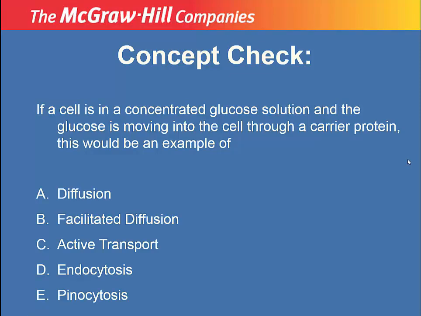If a cell is in a concentrated glucose solution, and glucose is moving into the cell through a carrier protein, which is the correct answer? Facilitated diffusion would be the correct answer because it's moving through a carrier protein. It does not tell us if any energy is being expended, so we cannot suggest that it would be active transport.